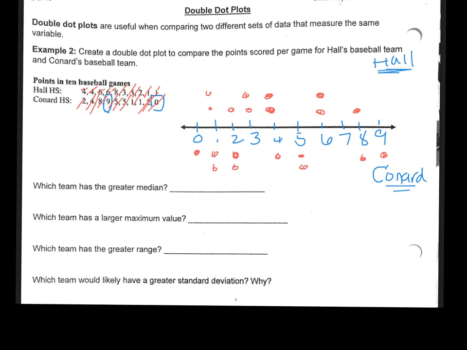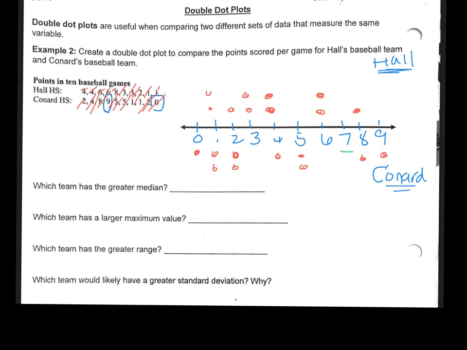Okay, so now we have a data representation that represents two different sets of data measuring the same variable. So we can easily compare Hall's performance to Conard's. One thing I want to point out, even though, for instance, Hall didn't score 5 points in any game, I still left a space open, okay? So even if you don't have a data value at the number, you should still leave it open. So I shouldn't have jumped from 4 to 6. And just because 7 didn't have any data points, I should still have that point there to show the gap in the data. So I want to be able to see that there's nothing in 7.